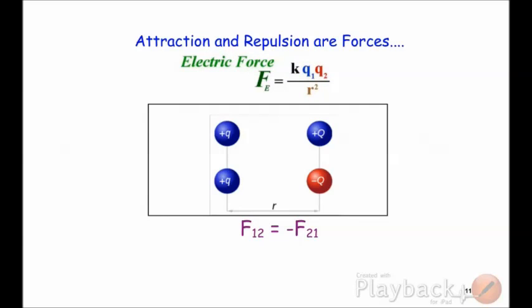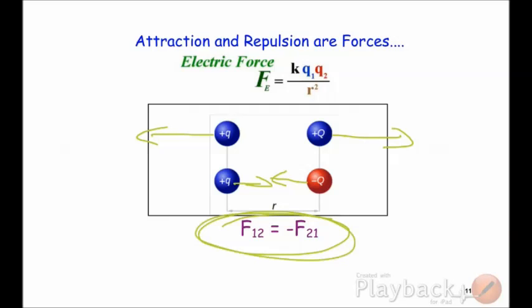Now if I have two like charges, they're going to have a repulsive force. If I have two opposite charges, they're going to have an attractive force. And the forces are going to be equal and in opposite directions. So that force is equal to that force, except in the opposite direction.